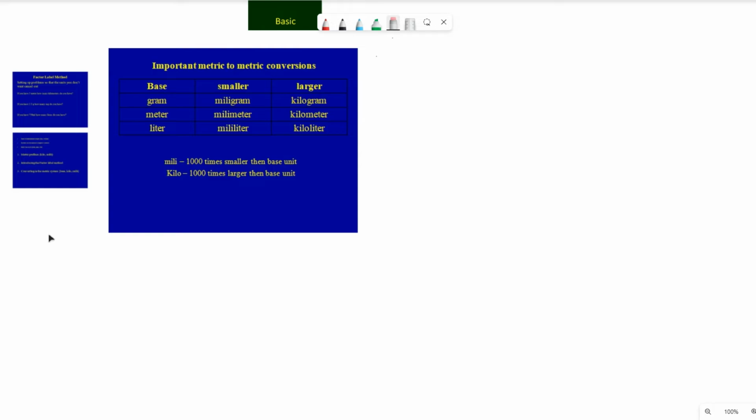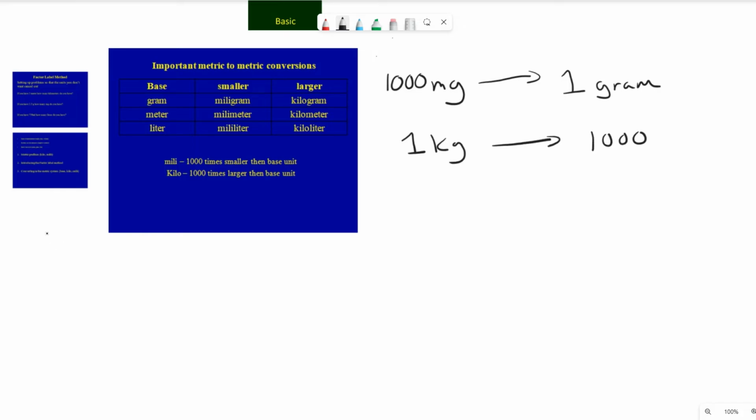So milli just means 1,000 times smaller. If you have 1,000 milligrams, that's the same thing as having 1 gram, because it's 1/1000th the size. And kilo is 1,000 times bigger. So if you have 1 kilogram, that means you have 1,000 grams.